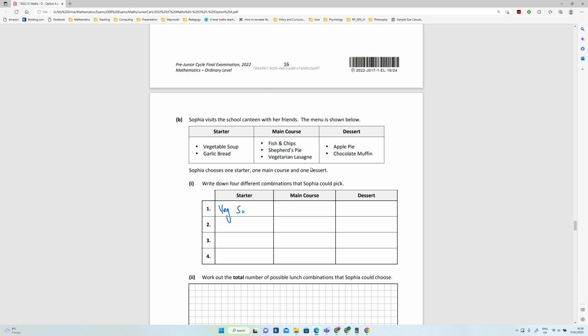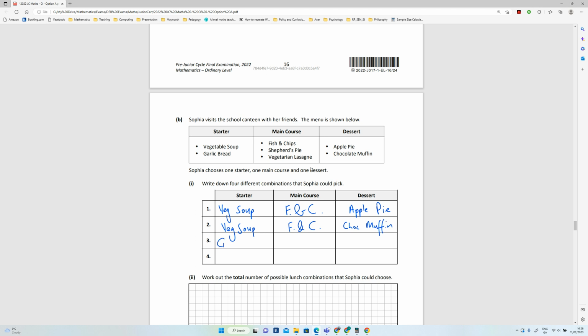Vegetable soup. We'll go for vegetable soup twice. So vegetable soup, we'll go for fish and chips, and we'll go for apple pie. Okay, I'm going to go for vegetable soup and fish and chips again. And this time I'm going to go for chocolate muffin. Okay, so those are 2 different combinations.